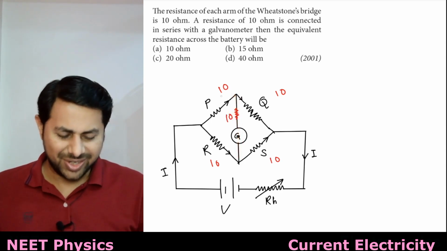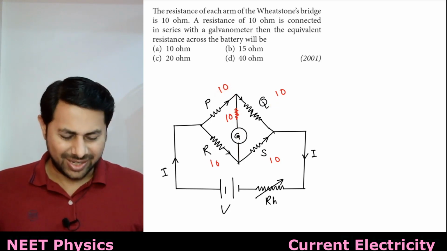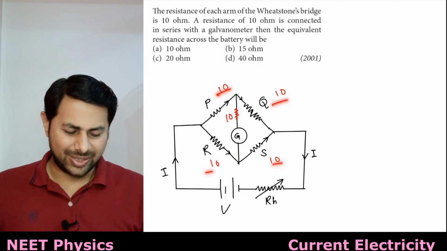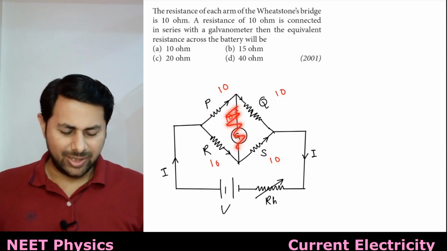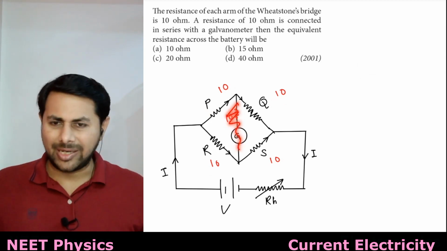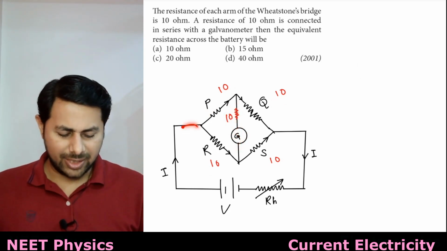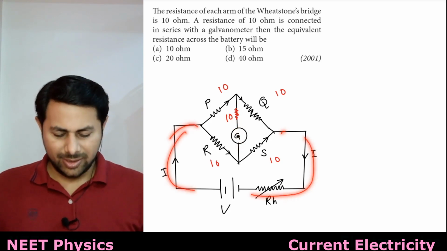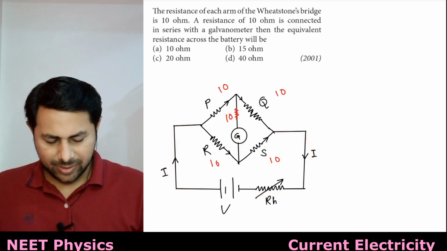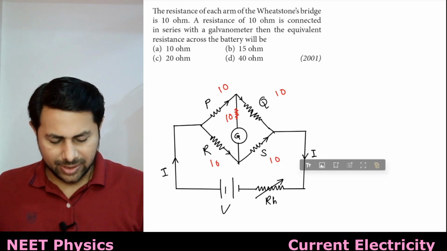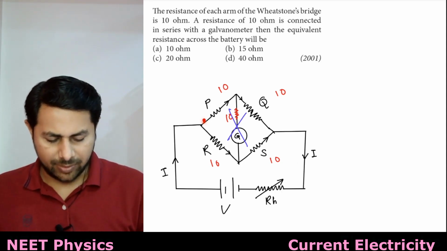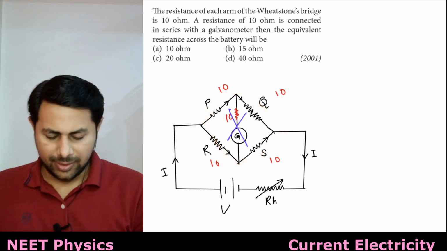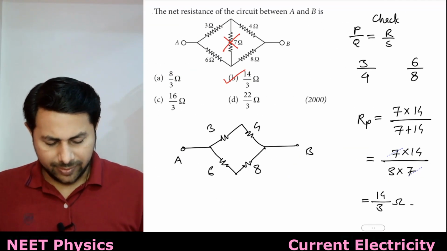So now this is a balanced bridge network, right? Because this is 10, 10, 10, 10. P by Q would be equal to R by S. So whether you connect something or not in this branch, it doesn't matter. What would be the resistance across this battery? So just neglect this branch. This is ineffective. And then what remains is this thing, PQ and RS in parallel.